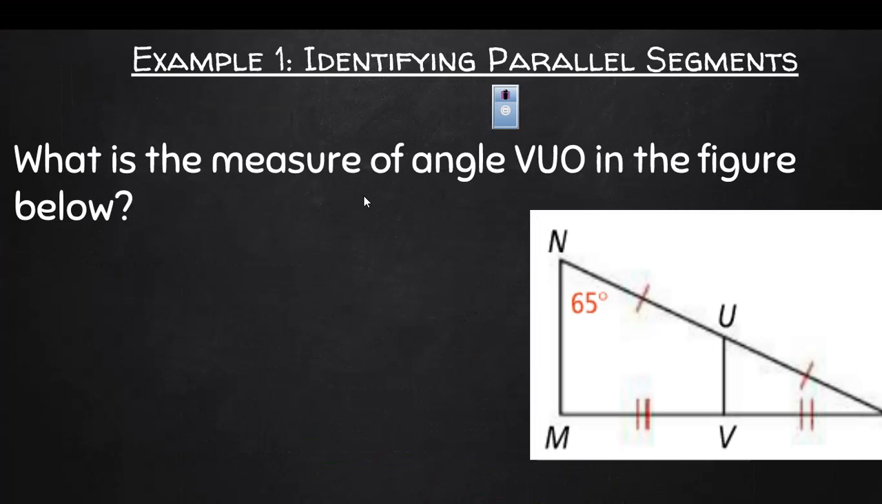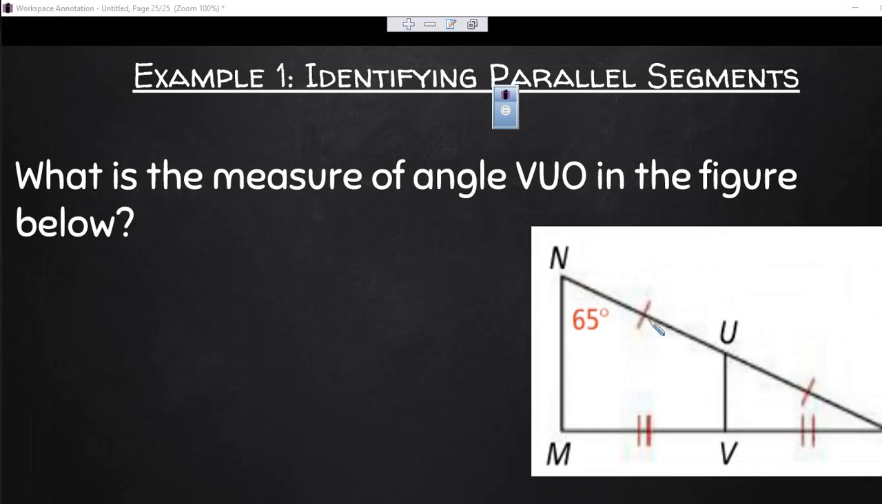What is the measure of angle VUO in the figure below? Well, let's take a look at what we know here. If this is the midpoint of this side, because these two are congruent, U would be the midpoint of this side, and V is the midpoint of this side, which means UV is our midsegment. Now, it says, what is the measure of the angle VUO? So we're looking at the measure of this angle right here.